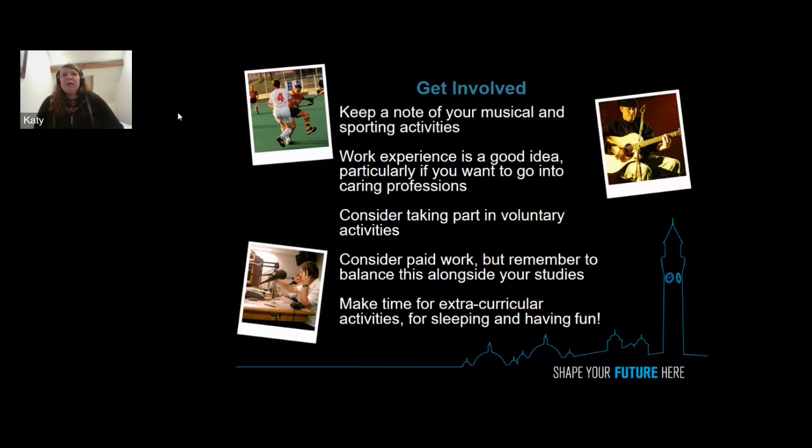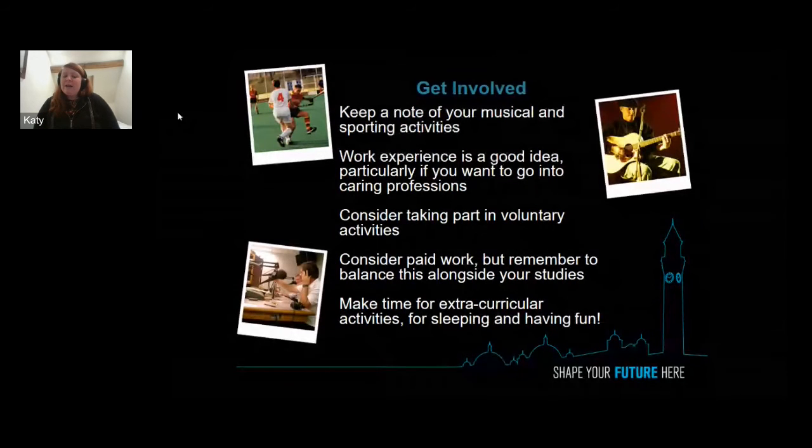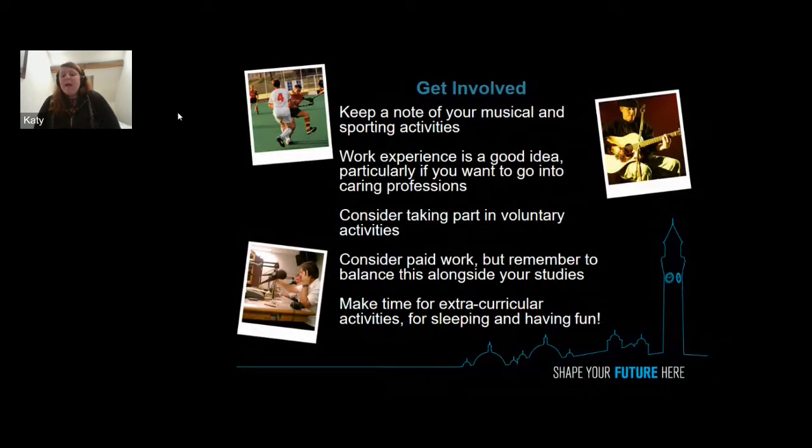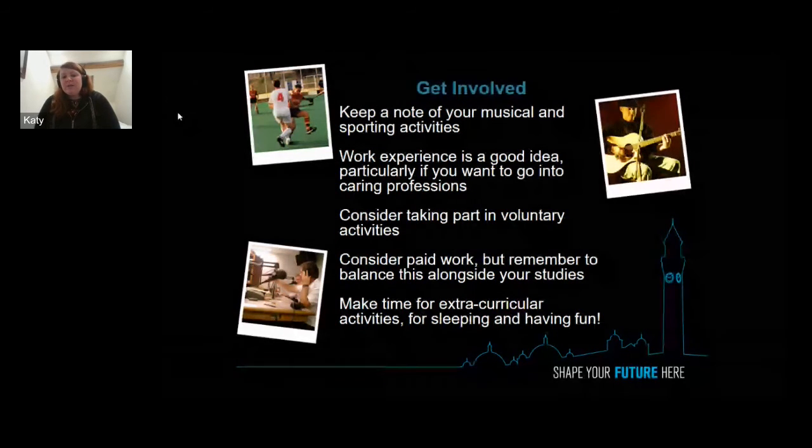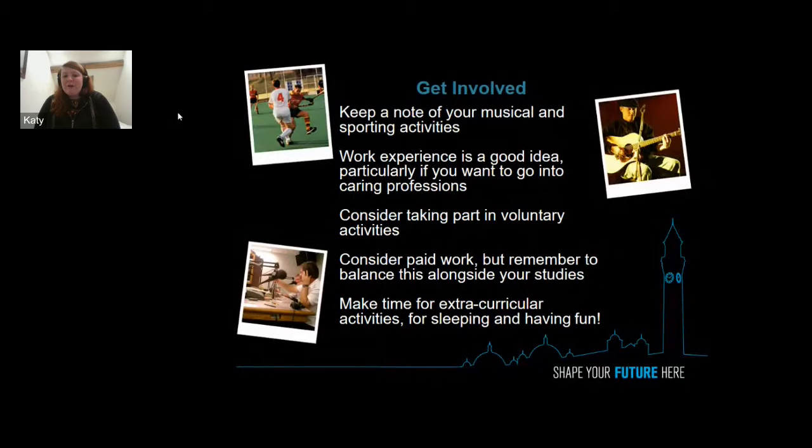If any of you are thinking about studying something like medicine, nursing, physiotherapy, social work, stuff like that, if you're going into a caring profession, it is quite good to get work experience in a similar field. It doesn't necessarily have to be in a medical field, but something that you can show that you've got that caring nature. Also the voluntary activities that we mentioned, paid work, but also balance this alongside your studies, because obviously your studies and your grades are very important.